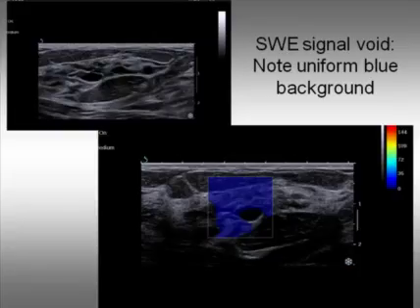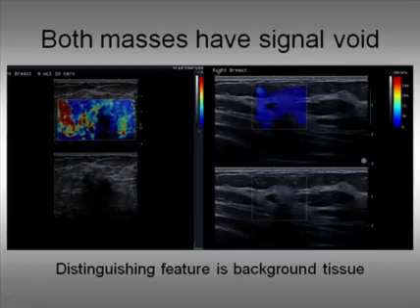And again, here's another signal void, absolutely normal, uniform blue background. That's a cyst. And here's another signal void with a markedly abnormal background. That will never be a cyst. So a signal void against a background of abnormal elasticity is highly suspicious. A signal void against a background of completely normal uniformly blue tissue is almost certainly a cyst.